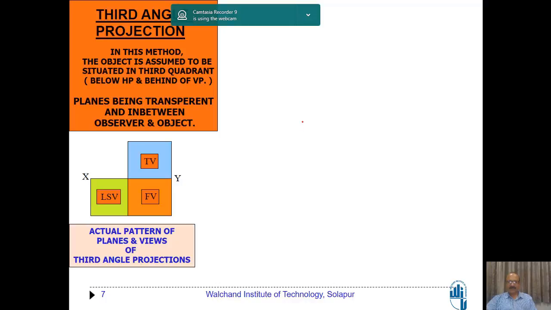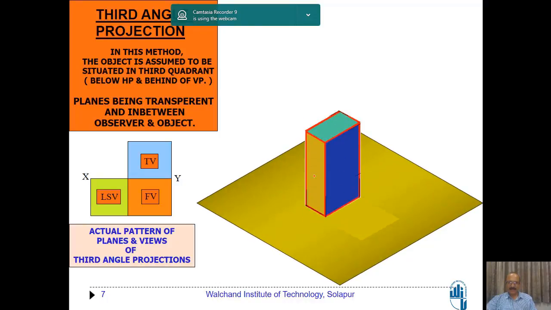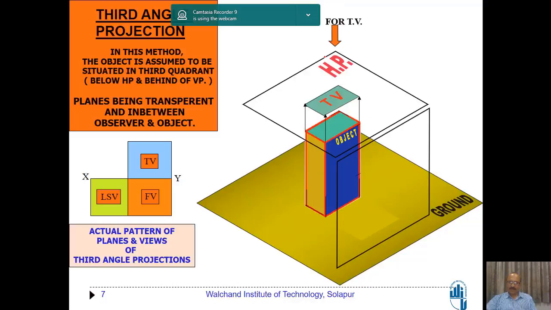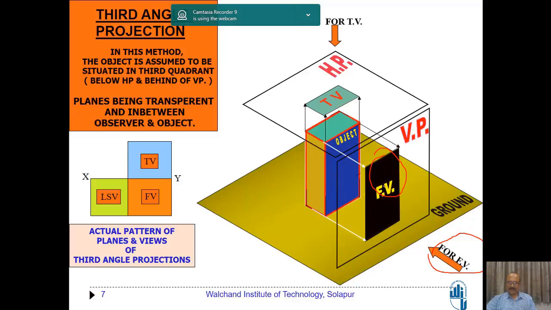Next, the same object we are going to keep in the next step on this horizontal reference plane. We have kept the same object here. So this one is now in the third quadrant, below the horizontal reference plane and beyond the vertical reference plane. That is the third quadrant. Now we have kept this as an object, and we are going to observe it in the front direction from this side, and we locate this as the front view here.